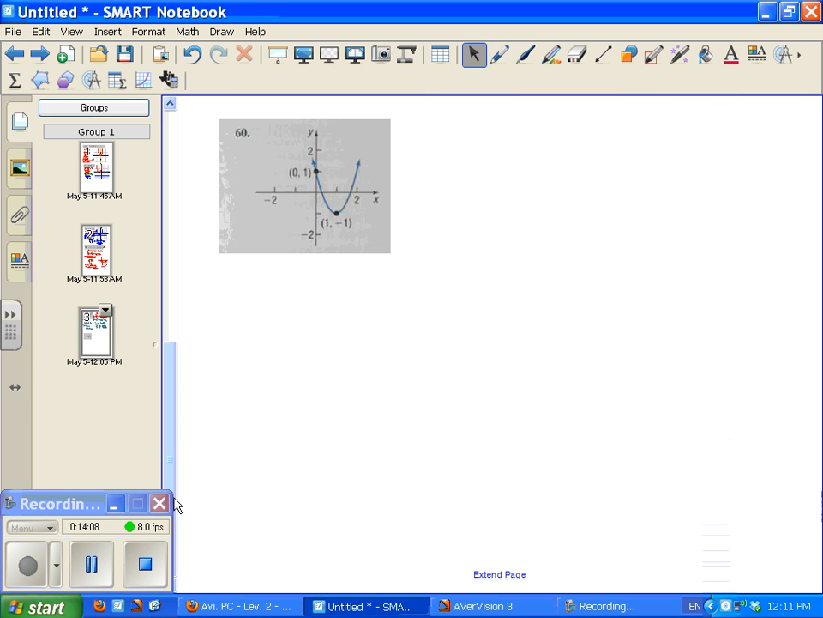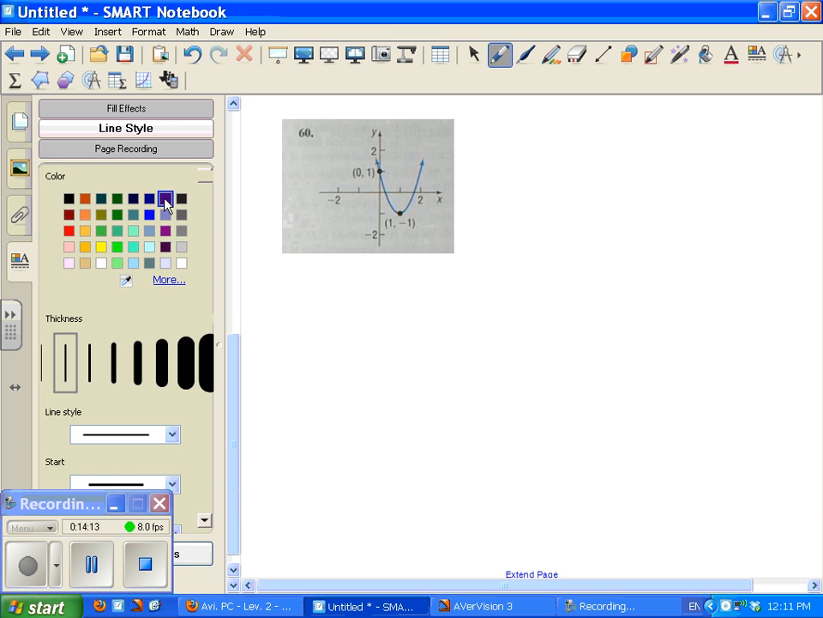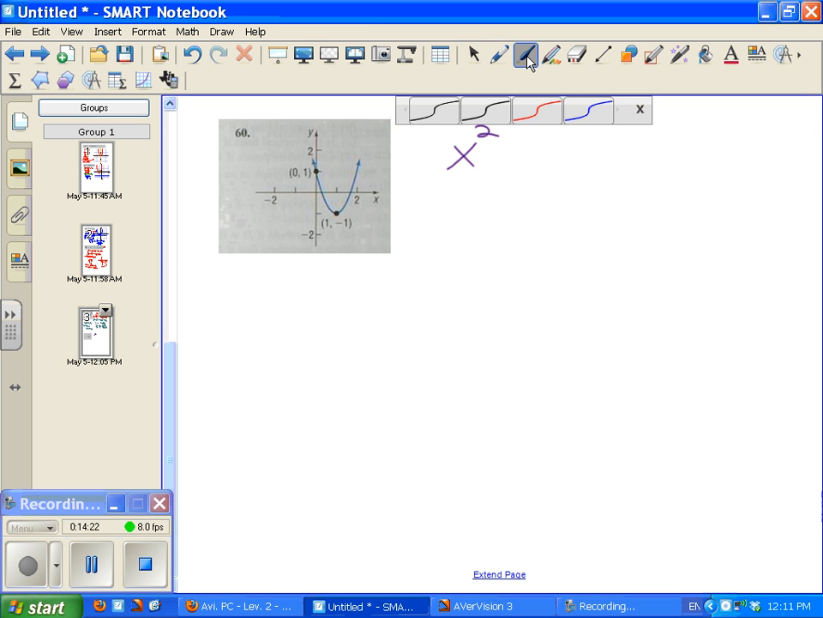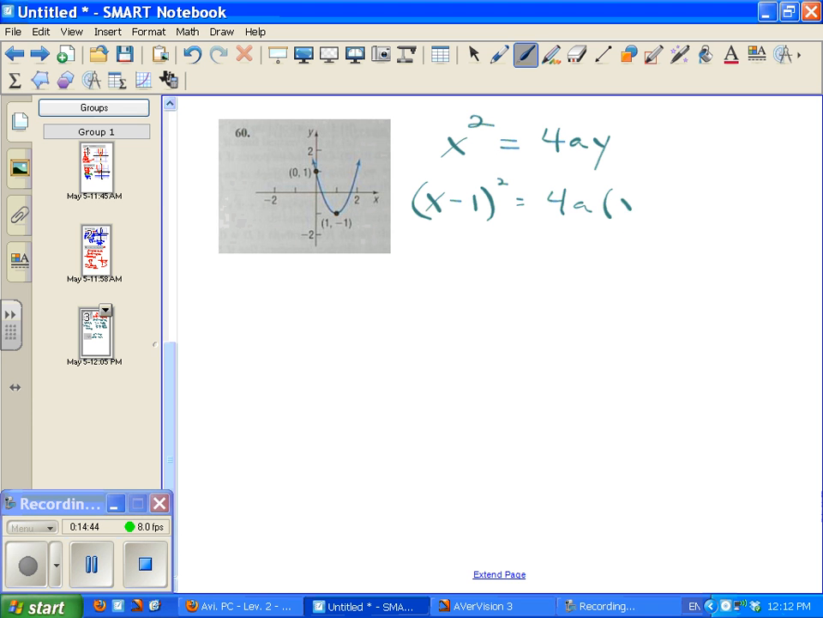Okay. Last one. All right, so this is an up and down type, so it's going to be an x squared equals 4ay, right? But everything got shifted. How far over did it get shifted? 1. So x minus 1 squared equals 4a times y minus, oh, whoa, plus 1.